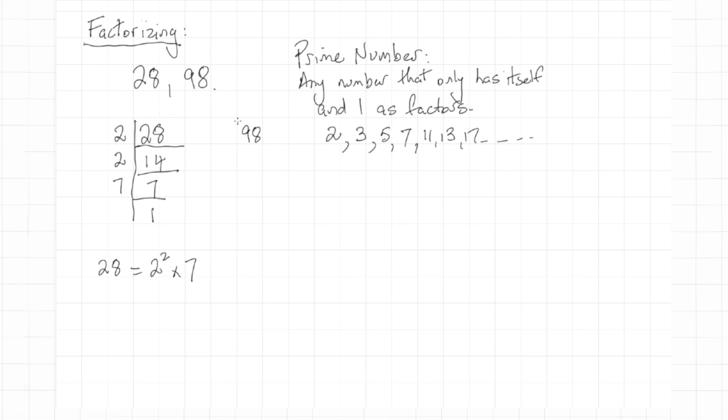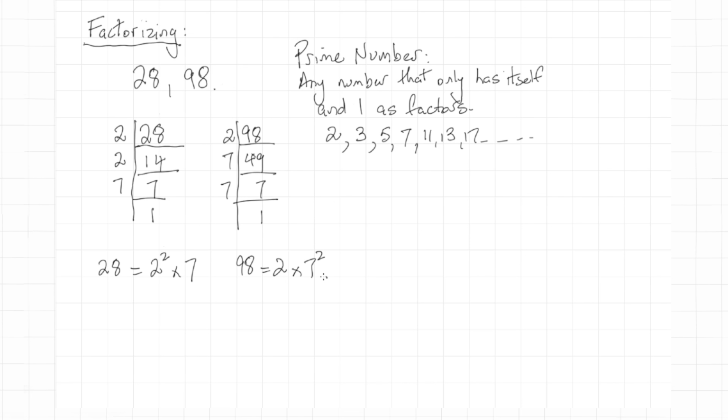98: 2 into 98 goes 49. 2 won't go into 49 because it's an odd number, so 3 won't go into 49, 5 won't, 7 will. 7 into 49 goes 7, and 7 into 7 goes once. So 98 equals, there's only 1 two, 2 to the power of 1, just 2, times 7 to the power of 2.